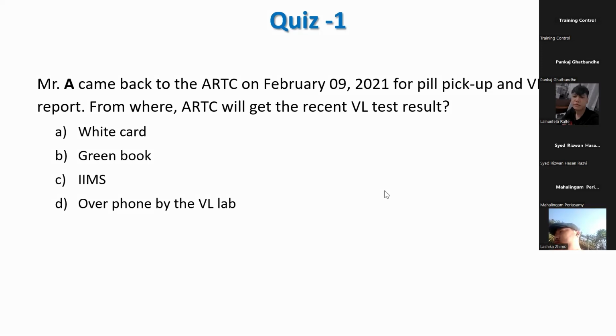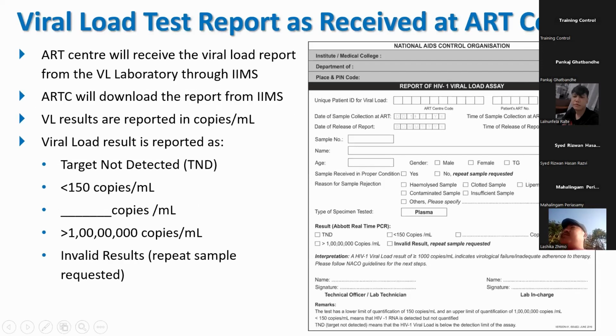The answer is IAMS. The ART center will get the result only from the search platform and not through phone. Some people have answered that they will get the report from phone. It is not to be received over phone. It has to come through the search platform and then they have to record it in the viral load lab register.